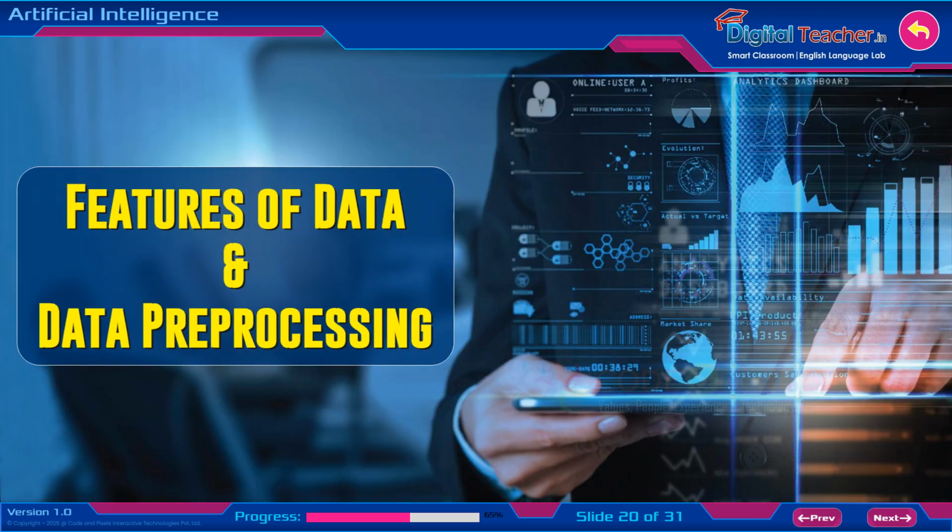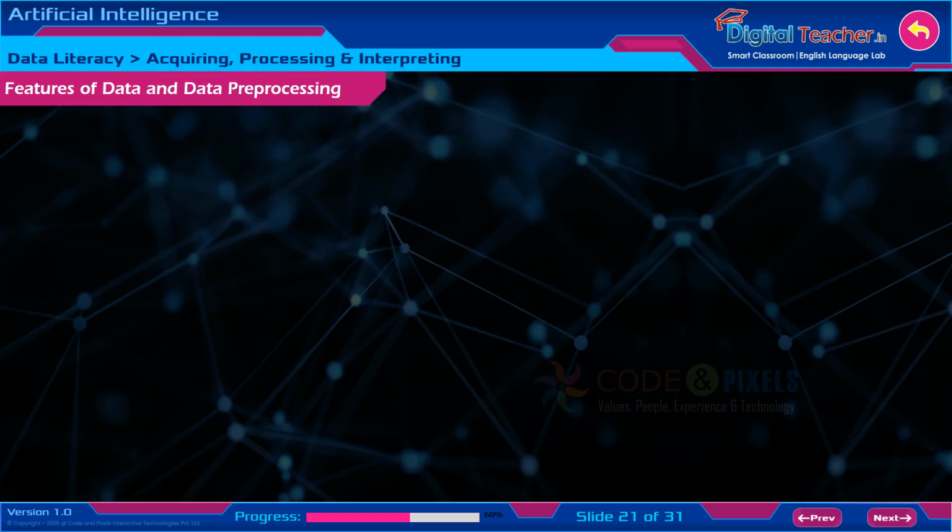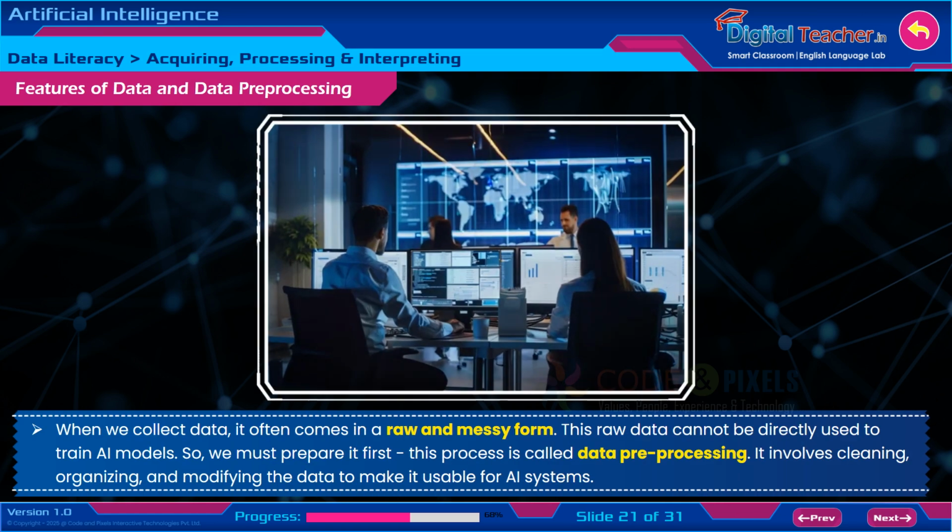Features of data and data preprocessing. When we collect data, it often comes in a raw and messy form. This raw data cannot be directly used to train AI models. So, we must prepare it first. This process is called data preprocessing. It involves cleaning, organizing, and modifying the data to make it usable for AI systems.